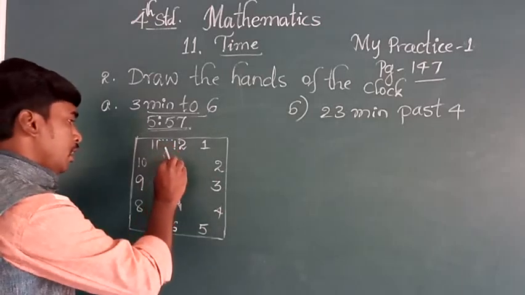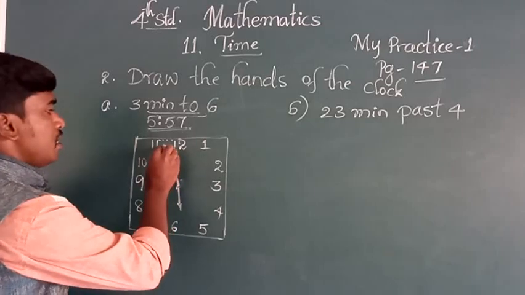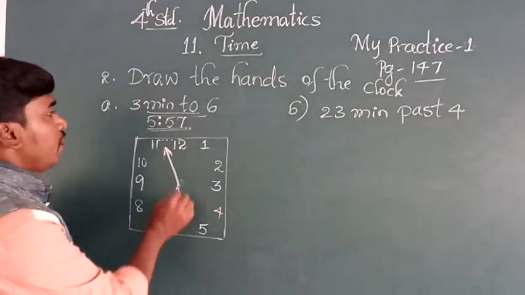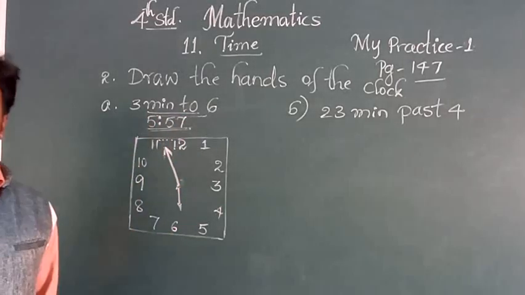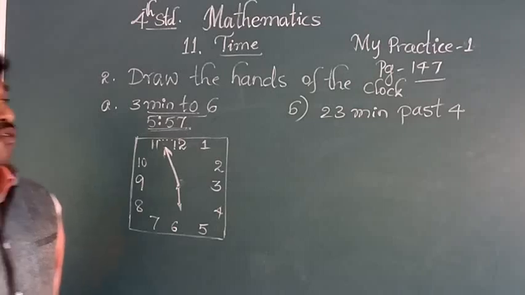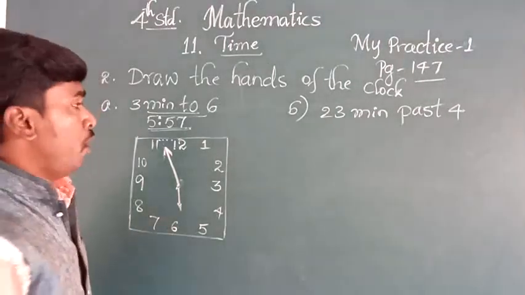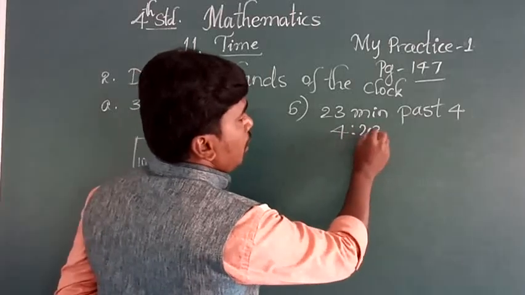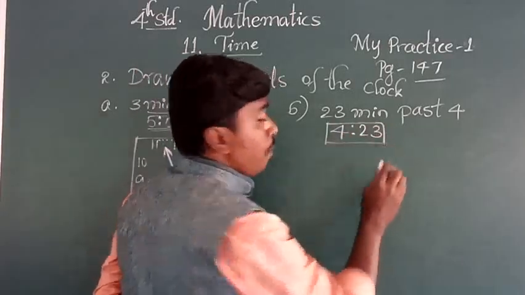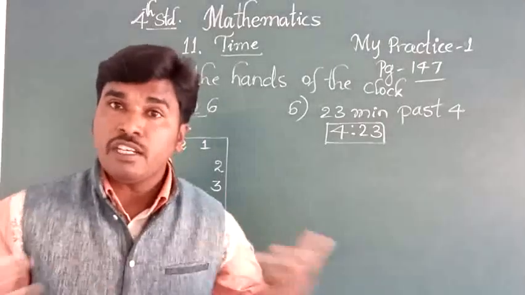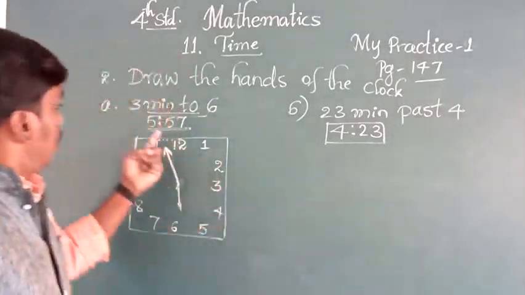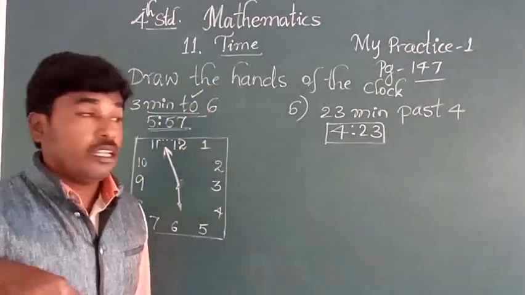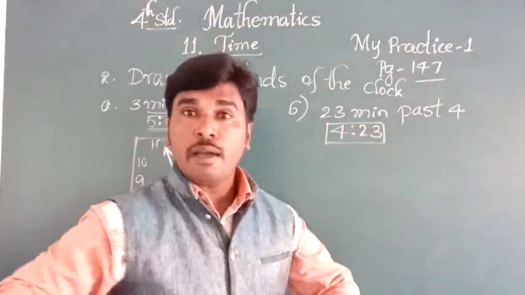Minute hand is at 57. So now we have drawn the time 5:57. Next you come to the second one. 23 minutes past 4. The time is 4:23. 23 minutes past means 23 minutes completed. "To" means this indicates that it is remaining. "Past" indicates that it is completed.